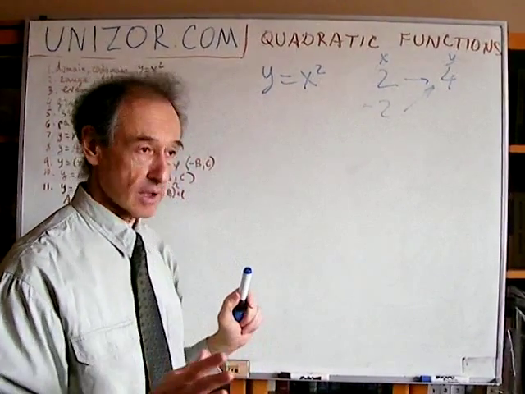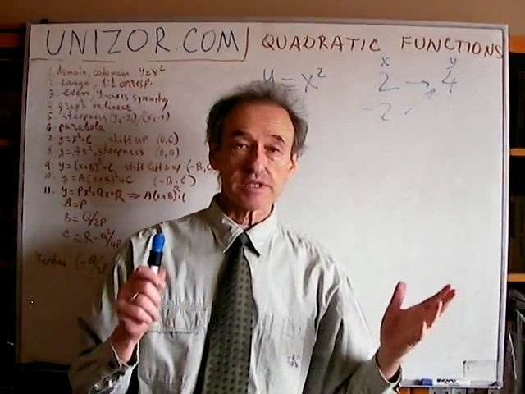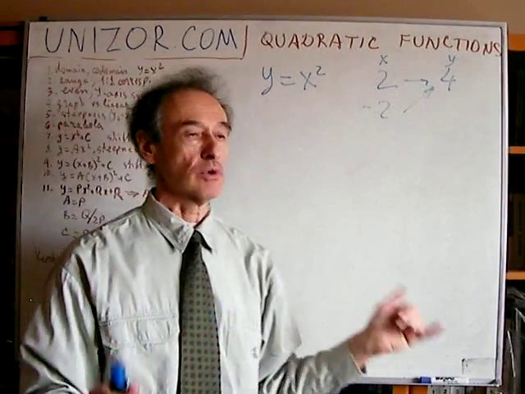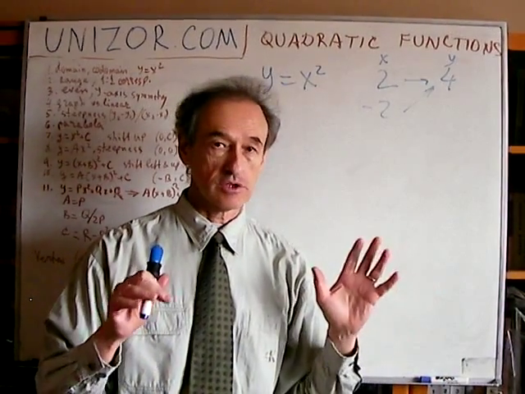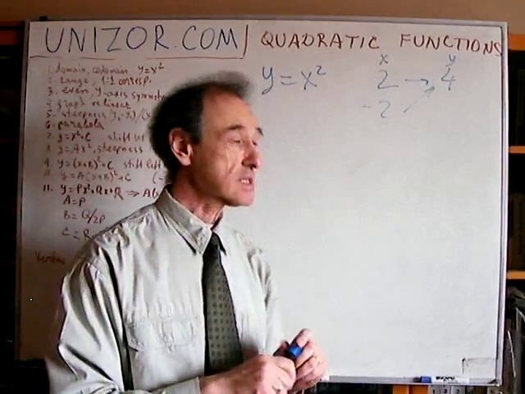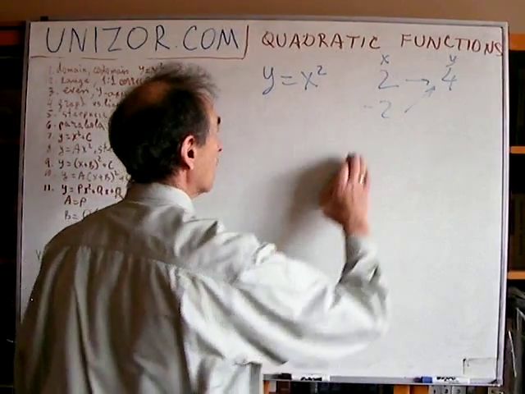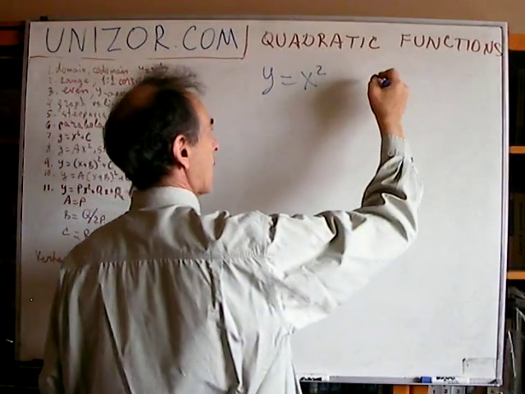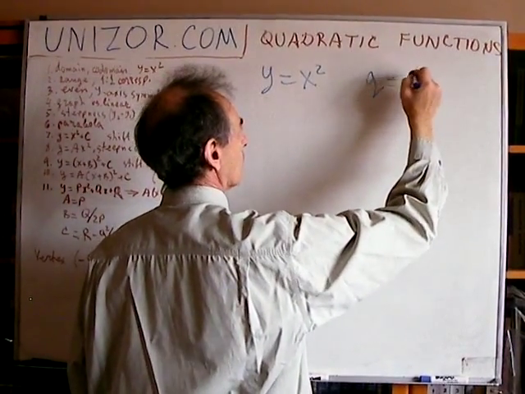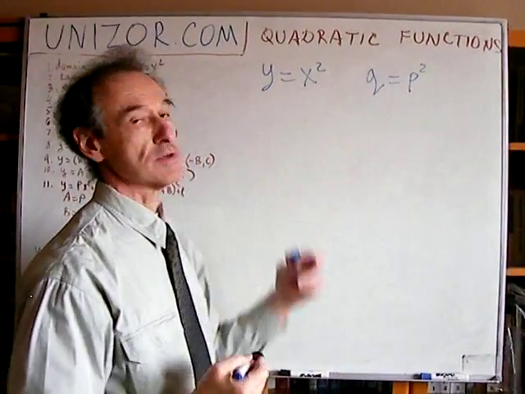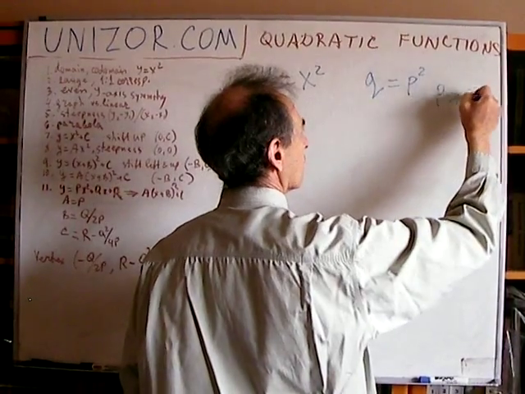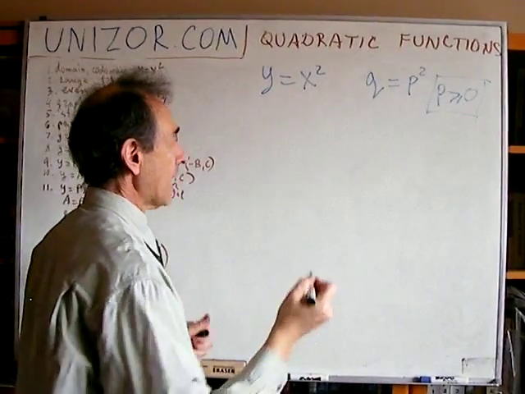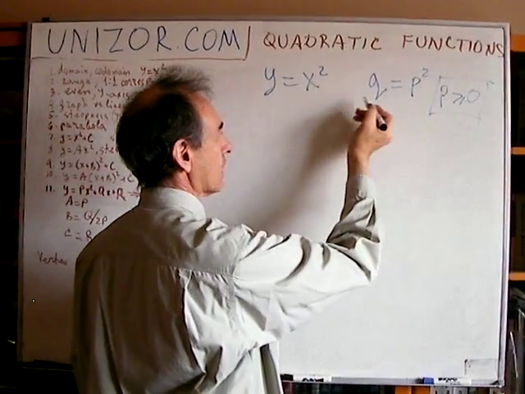However, we can always restrict our function to a narrower domain. So what if I will consider this function y is equal to x squared only on the domain of non-negative numbers? Well, in this case, we do have a one-to-one correspondence because for every, so let's say it's a different function. I will use q is equal to p squared. P is an argument, q is a function. But I will consider this function only on this domain. Now, if I have any p, I will obviously get some value of q.